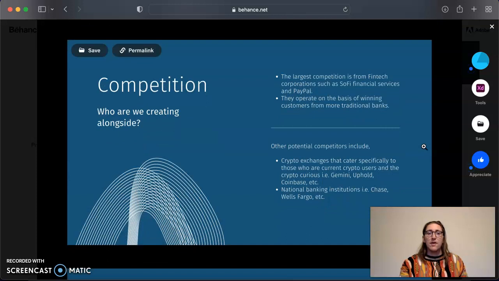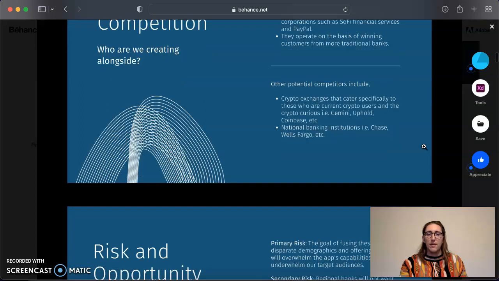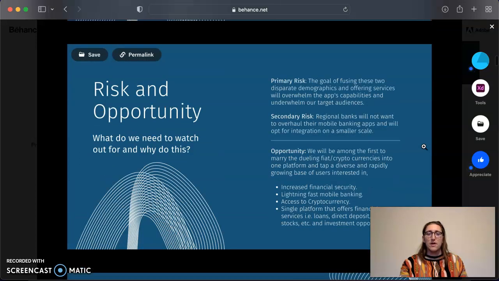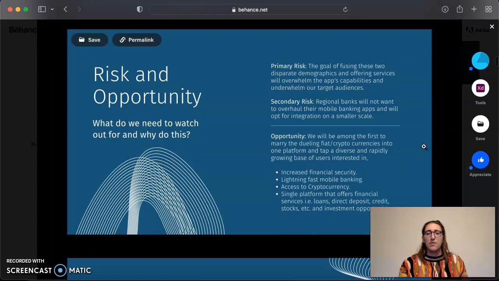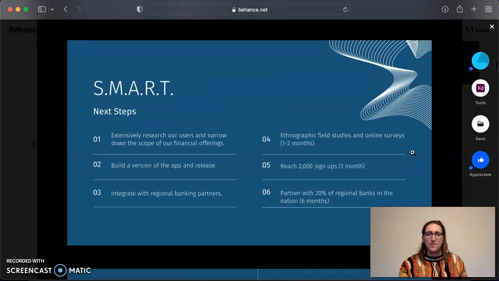For the competition, I highlighted mainly PayPal and SoFi Financial Services, the two that cropped up in my competitive analysis. I saw a lot of risk here as well as opportunity. I saw the risk being overwhelming users with too many abilities or options. I saw the opportunity as being one of the first app developers to be combining these two technologies, something that I've seen as a growing trend.